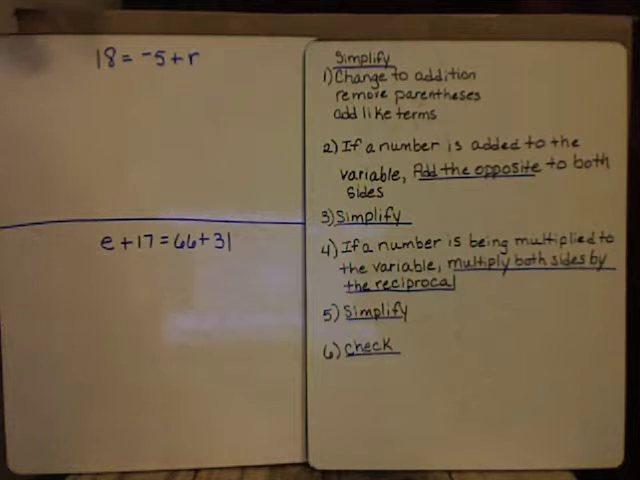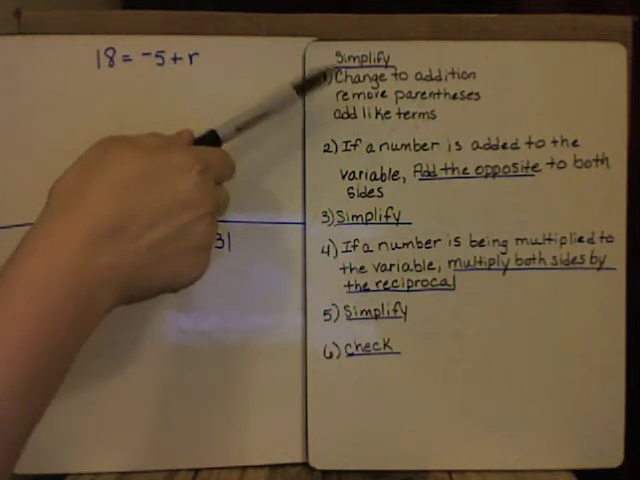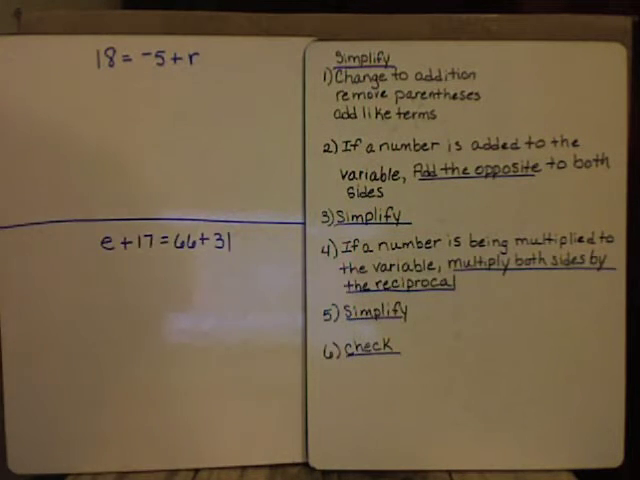The first one is 18 equals -5 plus r. So we're going to look at the first step. The first step says to change it to addition. It's already addition, so we don't need to worry about that. Remove parentheses, and there are no parentheses, so we can skip that. And add like terms. We have no like terms on the same side of the equals, so we get to move on to step 2.